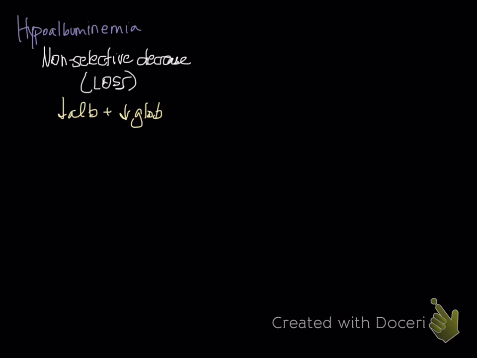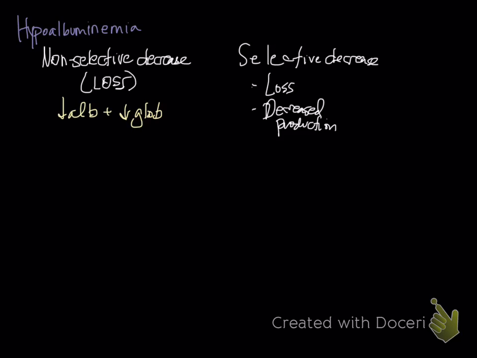And then we have selective decreases in albumin. This means that it's just a decrease in albumin, not globulin. And this also includes loss, and it includes decreased production of albumin. So we'll go through these in a little bit more detail.